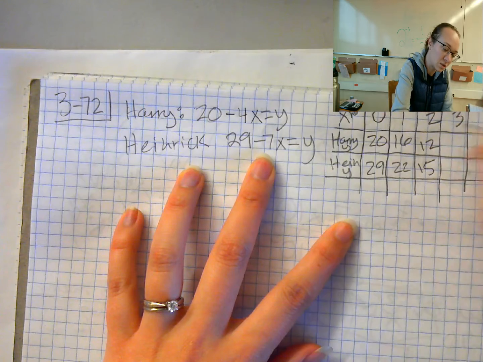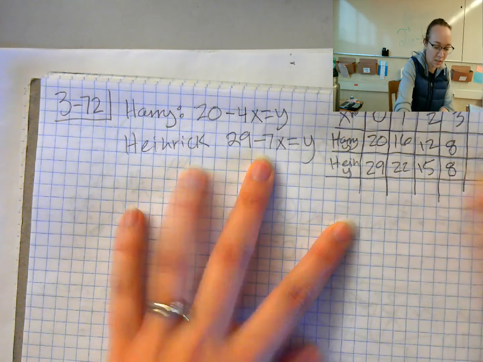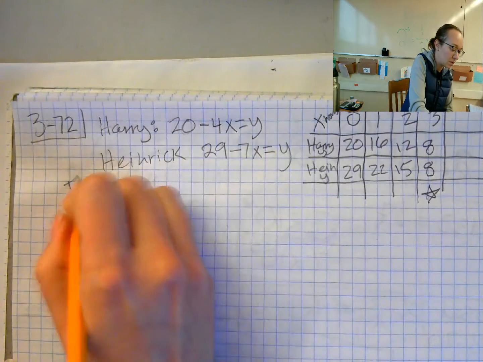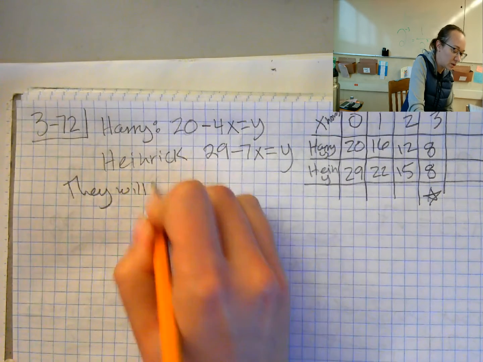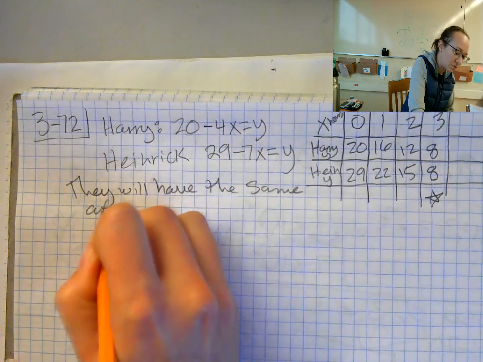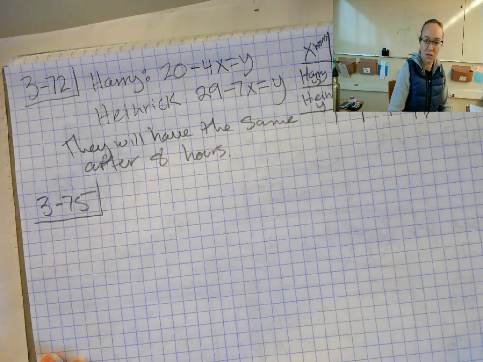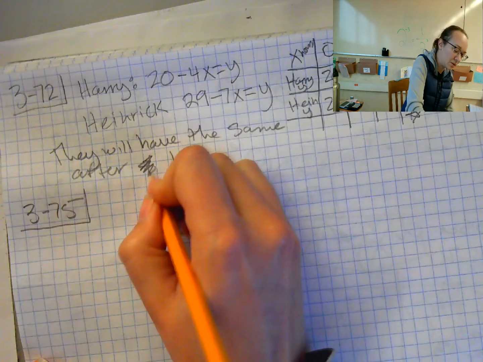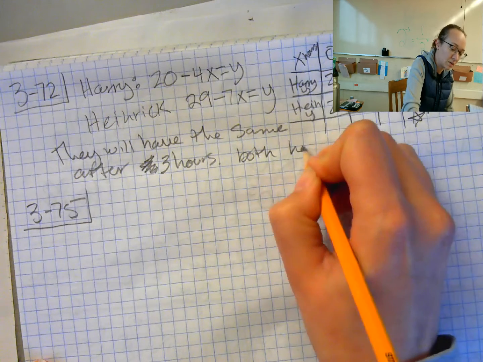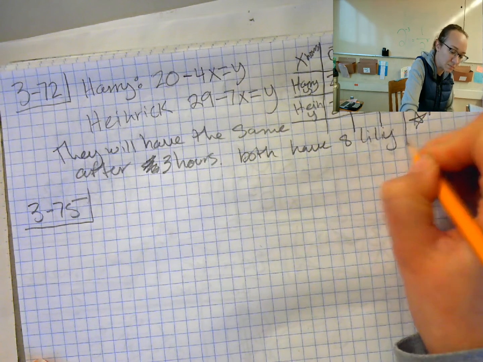After 3 hours, we have 8, and minus 7 gives me 8. Ding, ding, ding. We found it. So they will have the same after 3 hours, and they will both have 8 lily pads left.